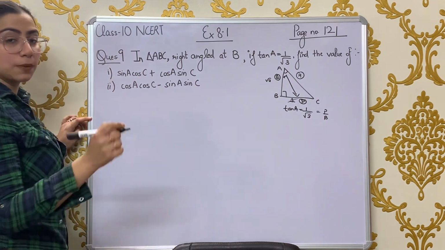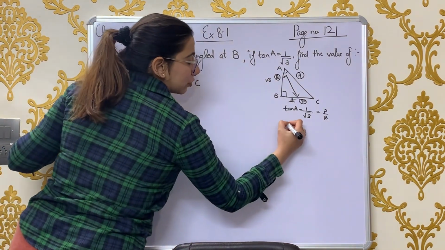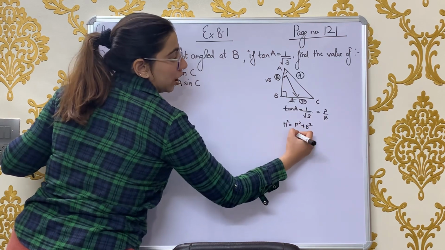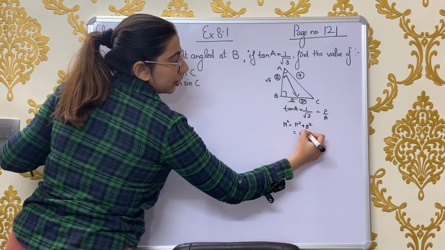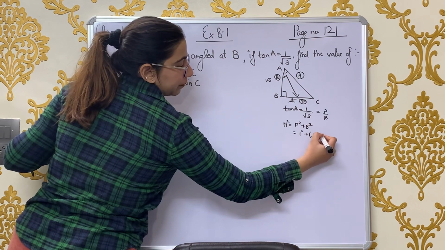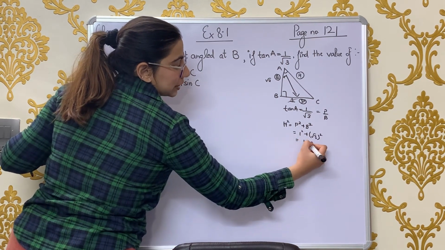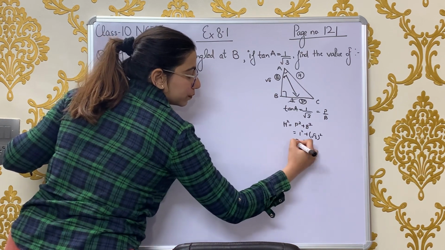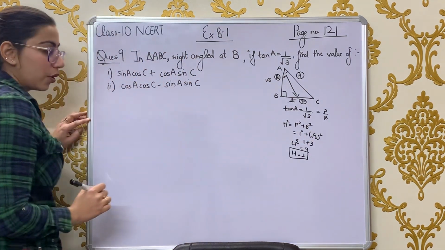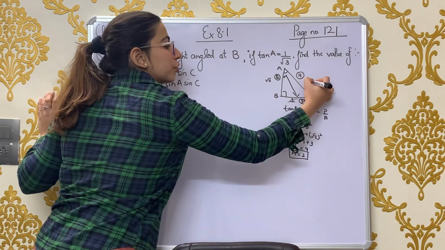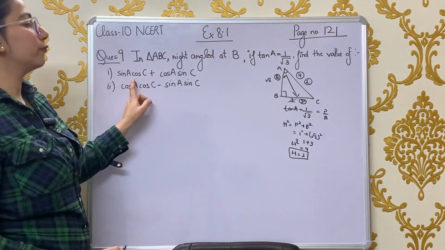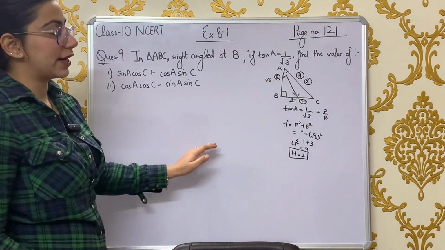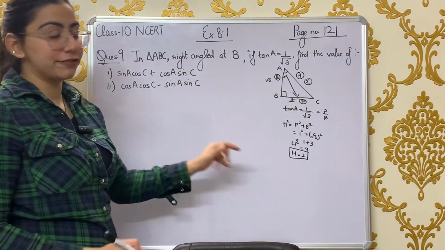So using Pythagoras theorem, we can calculate hypotenuse, which is h square equals perpendicular square plus b square. Perpendicular is nothing but 1 square and base is root 3 whole square. So we get 1 plus 3 equals 4. So h would be 2. Okay, so our hypotenuse is 2. Now we need to find in terms of angle A and angle C both.